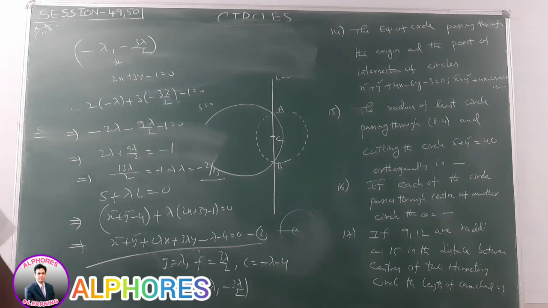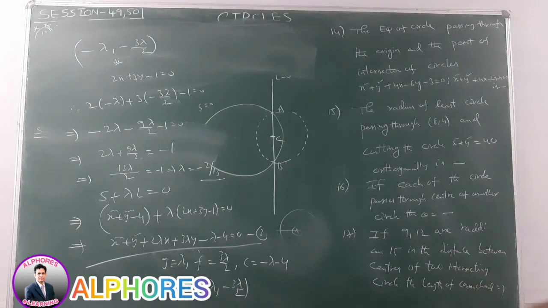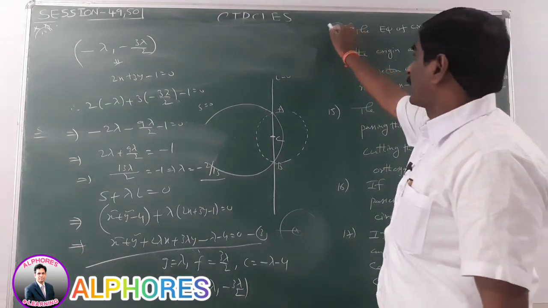Next, 14th. The equation of the circle passing through the origin and the point of intersection of the circles. This is also family of circles. It is also very important. 14th, very important.